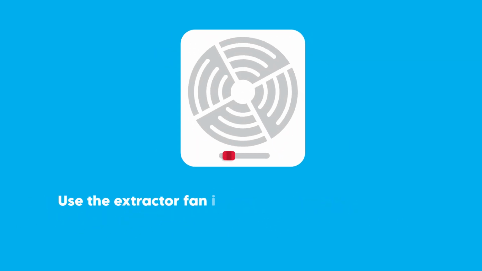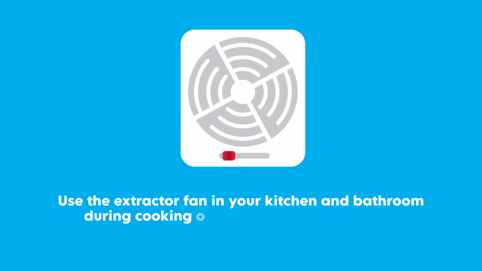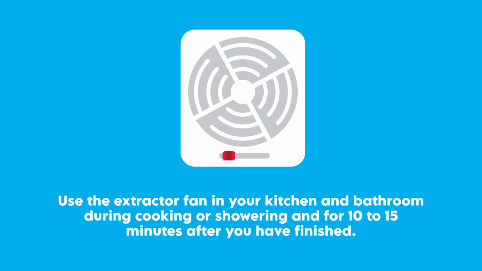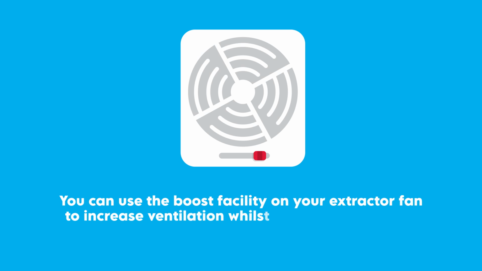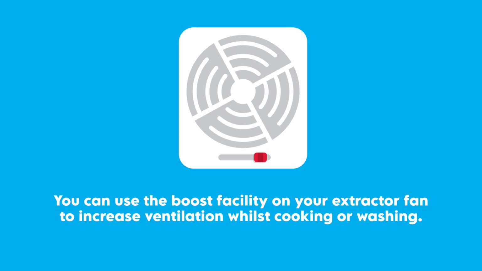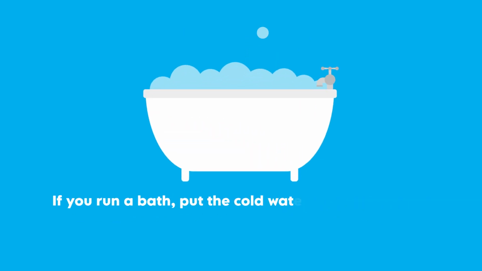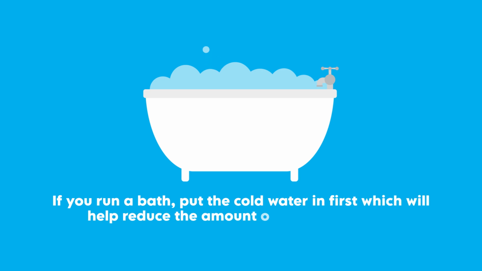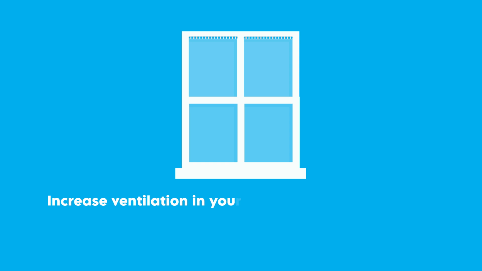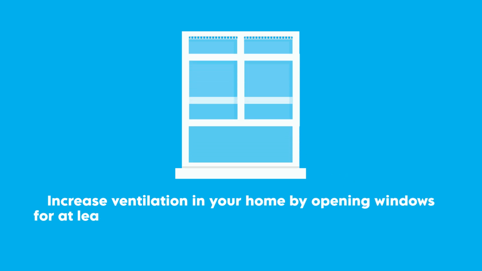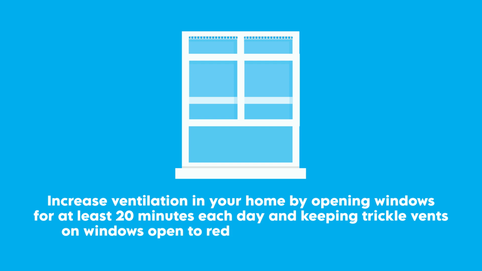Use the extractor fan in your kitchen and bathroom during cooking or showering, and for 10 to 15 minutes after you have finished. You can use the boost facility on your fan to increase ventilation whilst cooking or washing. If you run a bath, put the cold water in first, which will help reduce the amount of steam given off. Increase ventilation in your home by opening windows for at least 20 minutes each day and keeping trickle vents on windows open to reduce condensation from forming.